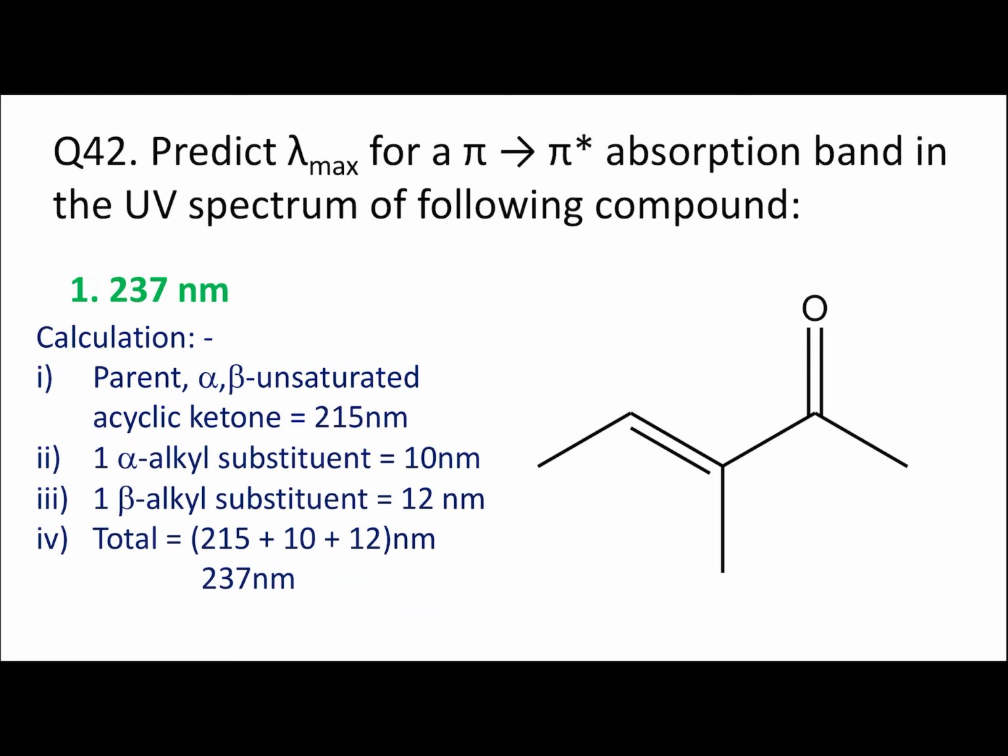The ketone's alpha and beta position contains unsaturation, and the lambda max given to it is 215 nanometer, and one alpha alkyl substituent. At its alpha position there is one alkyl substitution, so 10 nanometer. At its beta position one alkyl substitution, another methyl, so 12 nanometer, and total 215 plus 10 plus 12 equal to 237 nanometer.